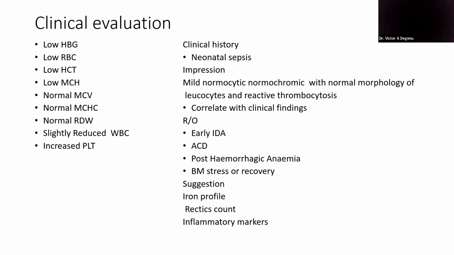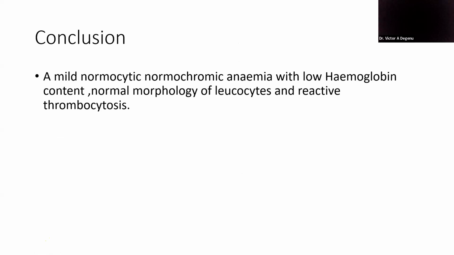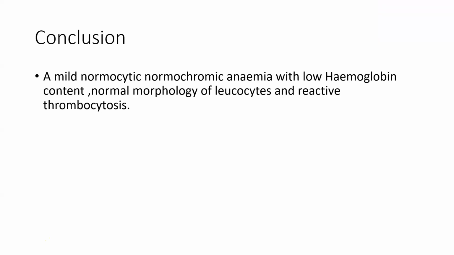So in summary, or the conclusion is that you have mild normocytic anemia with low HB content. Okay? And then reactive elevated platelets, which is often associated with iron deficiency, chronic disease, or recent blood loss. So that is where we are.